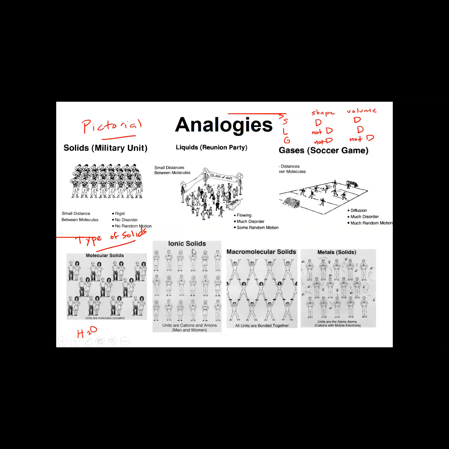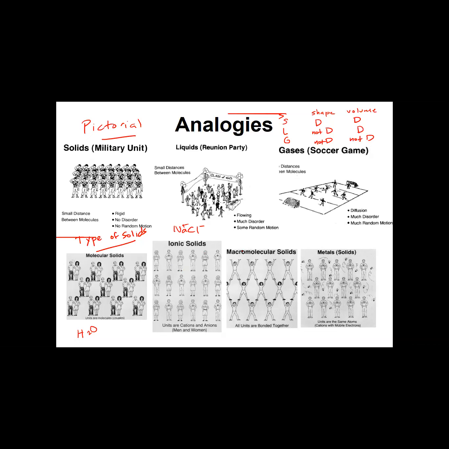Now, ionic solids, on the other hand, are made up of ions. And here, Professor Portman described ions as men and women. The units are cations and anions. Cations are positively charged, anions are negatively charged. So if you have ionic solids like NaCl, usually it's made up of a negative chloride and a positive sodium. And the way he described this is either the men are the cations or the women are the cations, and the anions are the other party.